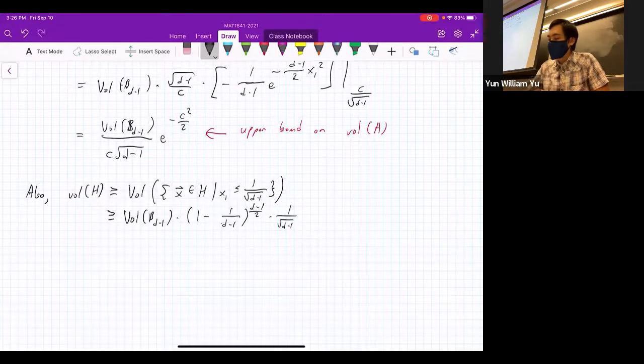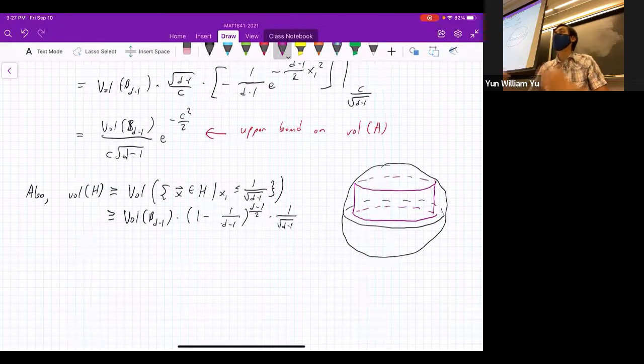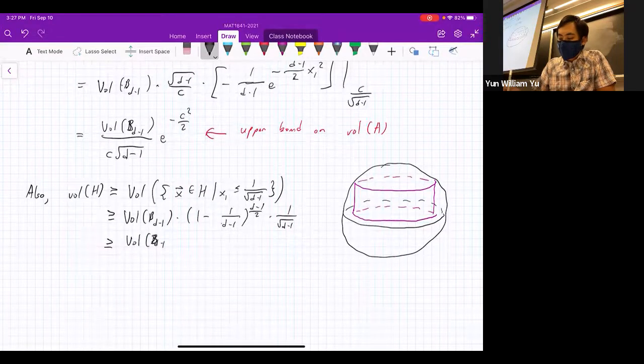What have we done there? If you go back to our circle, we only care about the upper half plane, which is this. But what we can do is draw a cylinder. Actually, let me do that in a different color. So we can draw a cylinder that goes just here. And clearly, the volume in the upper half plane, the volume in the upper hemisphere, is bounded by the volume of the cylinder. And that's all we're doing. When we do that computation, that's going to be greater than or equal to the volume of B sub d minus 1 divided by 2 times the square root of d minus 1.